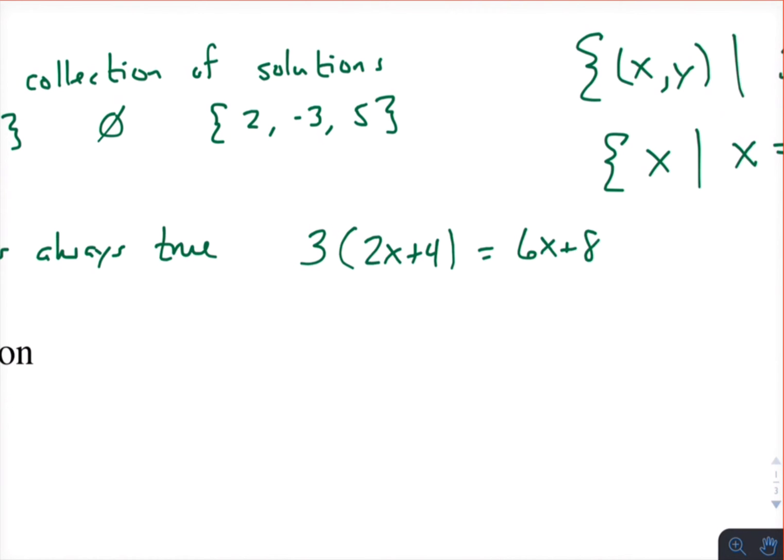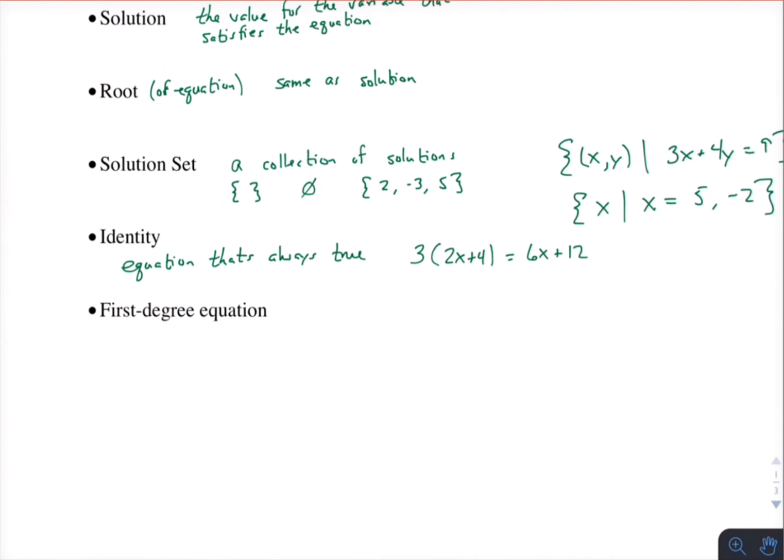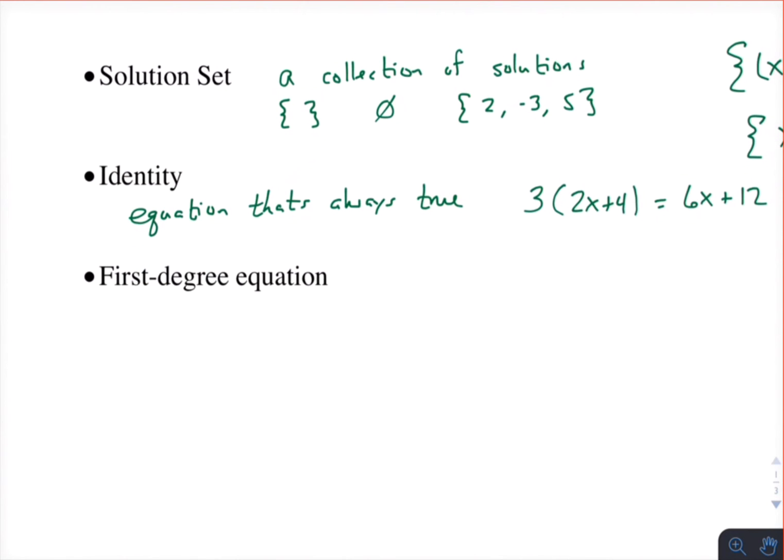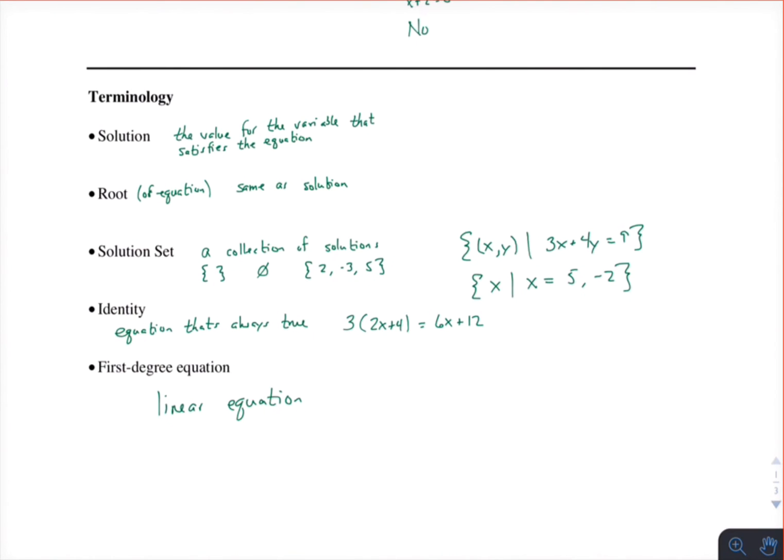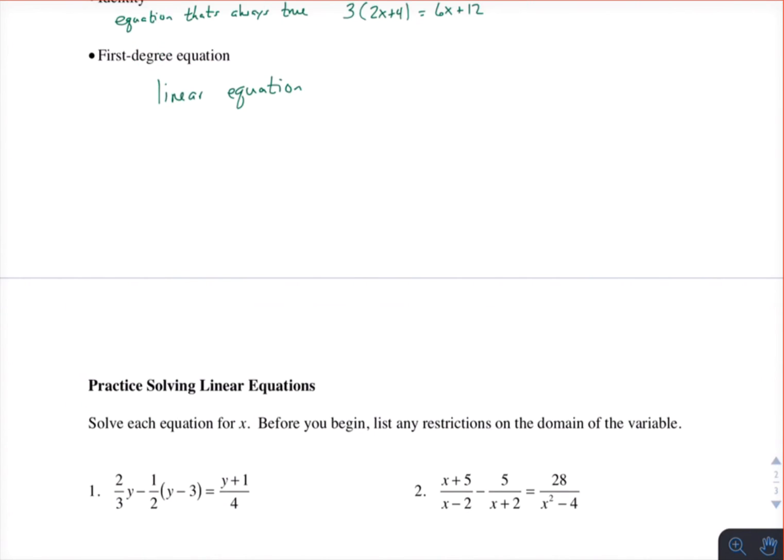No matter what you plug in to that equation, it will be true. And then by first degree equation, we just mean a linear equation. Because notice that the exponent on the x, or on the variable in a linear equation, is 1. So we call it a first degree equation. So there's some terminology that you need in dealing with linear equations.